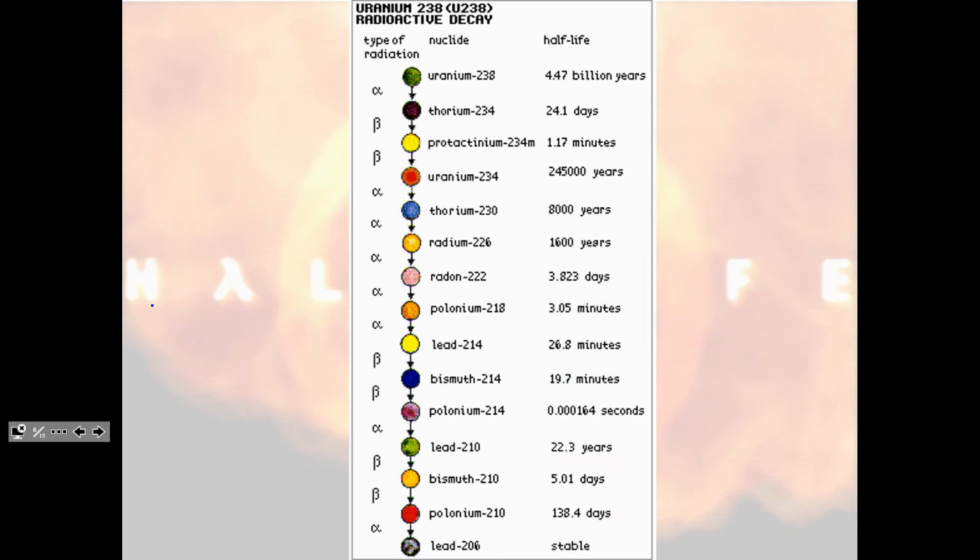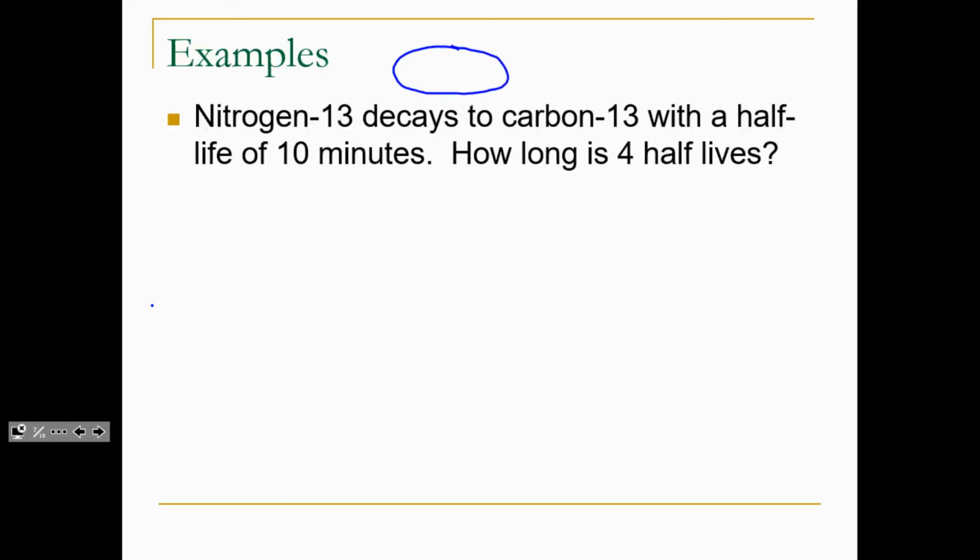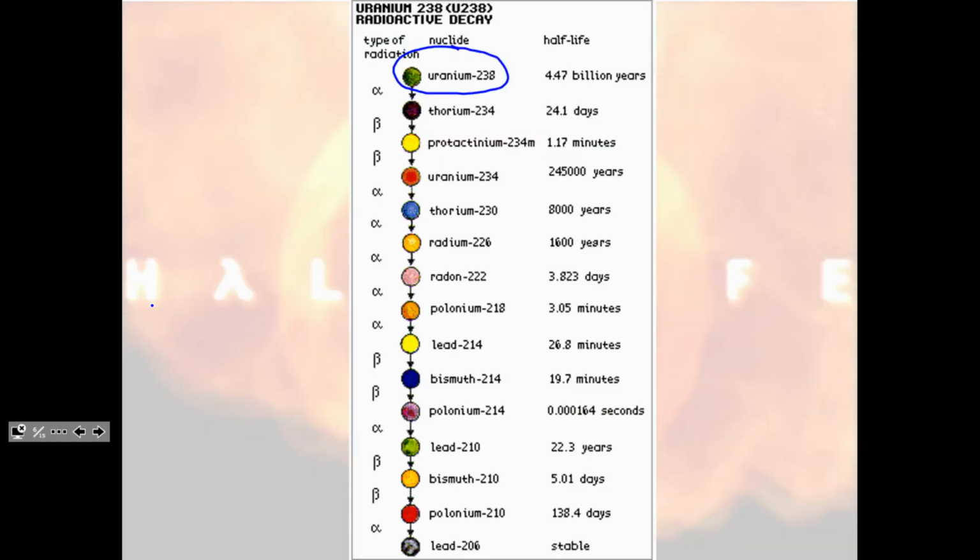So here's an image showing the different radioactive decays, starting with uranium-238. We call this a decay series. And the half-life is 4.47 billion years, which seems absolutely crazy. But over time, we go through alpha radiation, and we turn into thorium-234. Now, the half-life is only 24 days, so this one doesn't last very long.